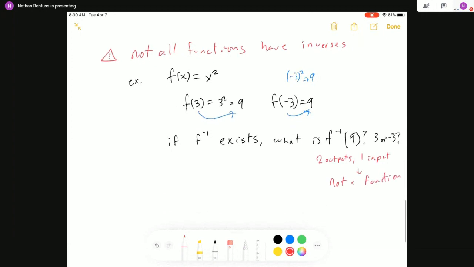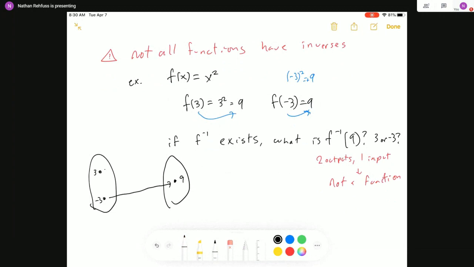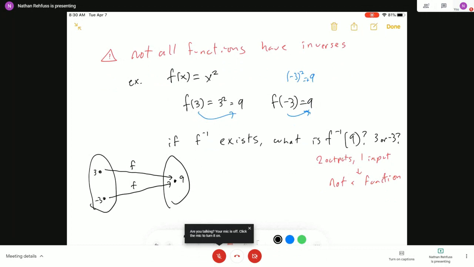We can see that on a domain and range diagram. If I draw this oval, here's 3, and here's -3 in the domain. f turns both of those into a 9. So if I'm trying to undo that, I'd have to pick: does f inverse turn 9 back into 3 or back into -3? It can't be both, but by the definition it has to, so we just say f inverse doesn't exist.